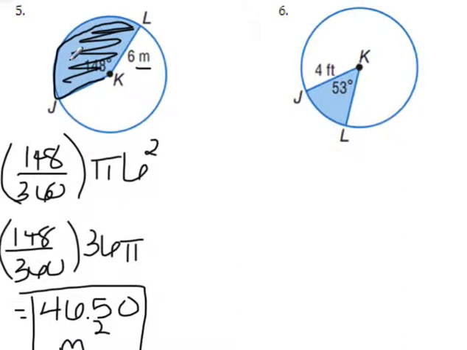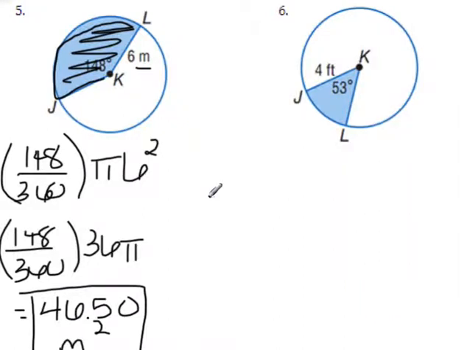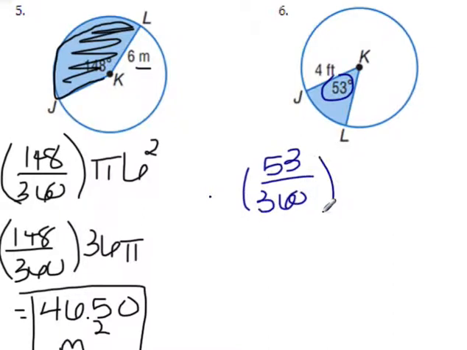Let's do the same for number 6 here. Apparently we're starting at number 5 today. That's cool, we can handle that. We have an angle of 53 degrees. So we're going to take 53 and divide that by 360. Then we want to take that and multiply it times pi times the radius squared.